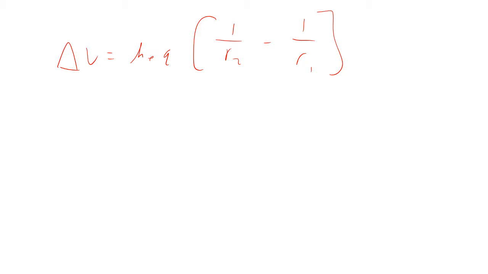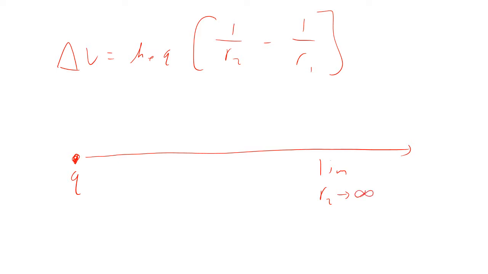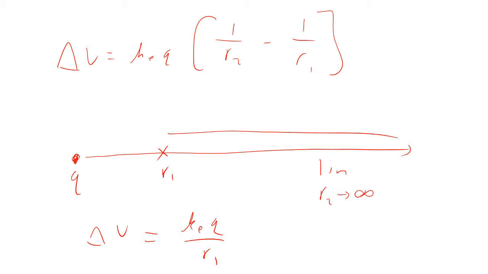Now, for my point source here, some Q, and I'm going out this way, let's take the limit as R2 goes to infinity. What is the difference in voltage from that point R1 to infinity? Well, if you take the limit, the 1 over R2 term goes away, so that's just kq over R1. That's the difference in voltage from here to there. Well, minus that, because of the minus sign.